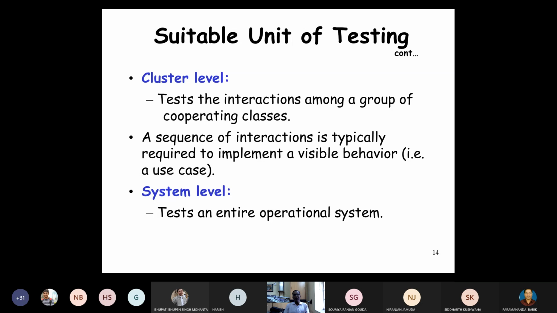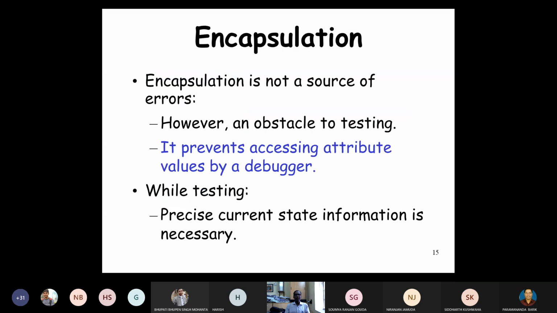Here, a sequence of interactions is typically required to implement a visible behavior. How can you represent the visible behavior? Through a use case. I have already told you that system level testing is the same in both function-oriented testing and object-oriented testing. In system level testing, we test an entire operational system, which is the same as in traditional function-oriented testing.